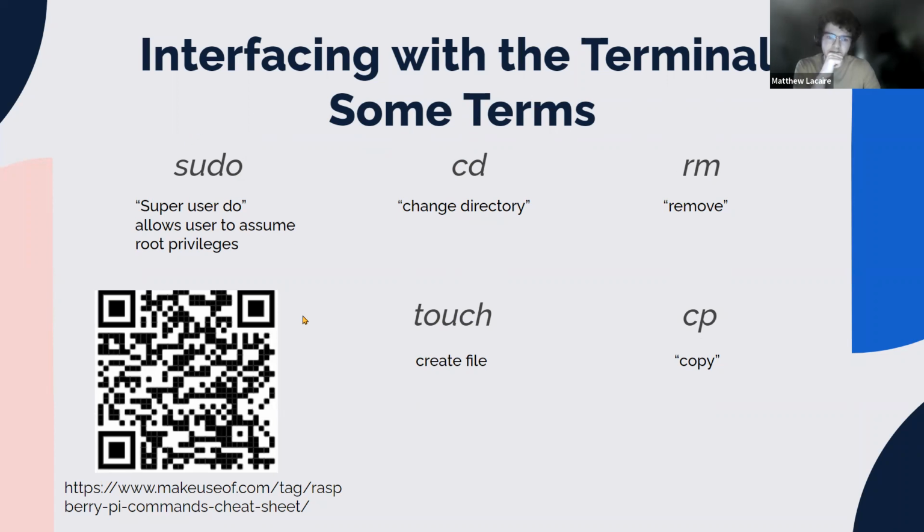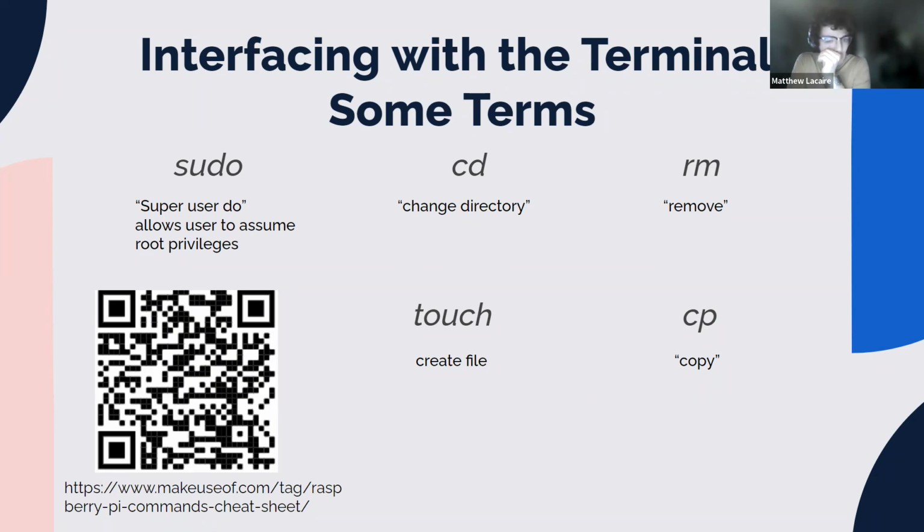These are going to make more sense in the next coming slides as I show actual examples of things that are happening. Also, here I just added a QR code. This is a giant list of all the commands for Raspberry Pi that should be pretty useful for the terminal. There's dozens. These are just the simple ones that are going to be shown.